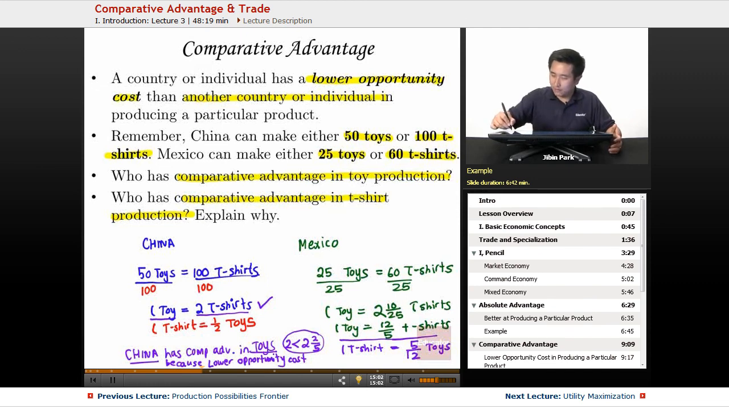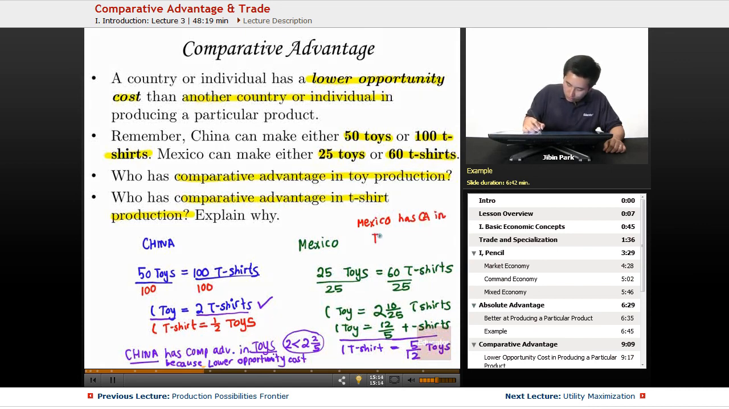Now, we don't really even have to work out the other situation, who has comparative advantage in t-shirts. We can just say, because China has comparative advantage in toys, Mexico has comparative advantage in t-shirts.